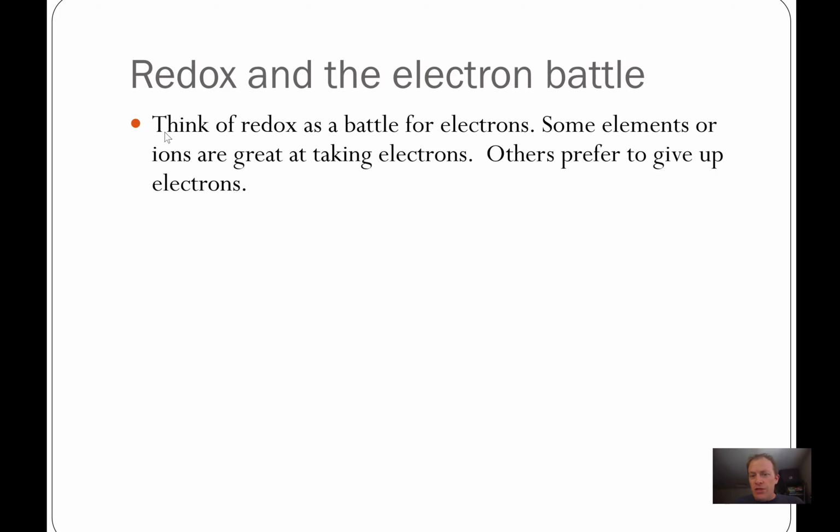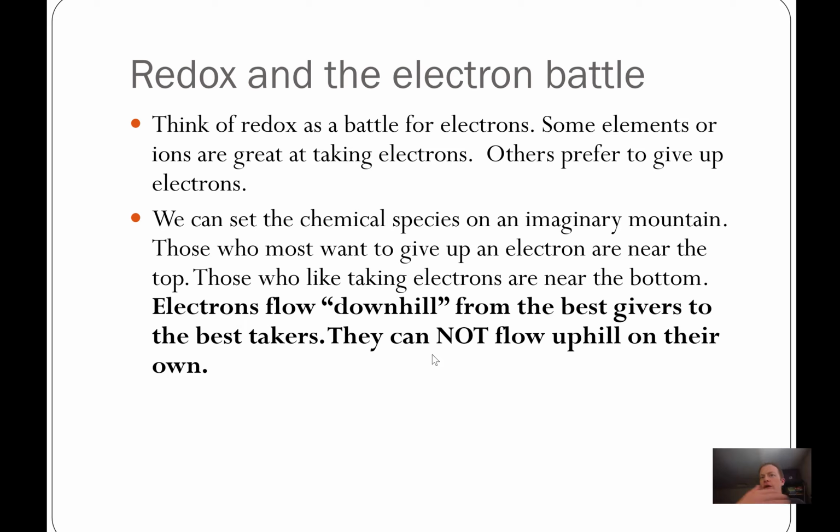We're going to get redox, oxidation, reduction reactions as a battle of electrons. Some elements or ions are great at taking electrons, others prefer to give them up. Now, I hate to use that word prefer because atoms don't prefer anything, but there is a certain force. Electrons are going to tend to go to a place where they're at a lower energy state, so some species will tend to give up electrons, and others will tend to take them, because electrons will be in a lower energy state when that other thing takes the electron.